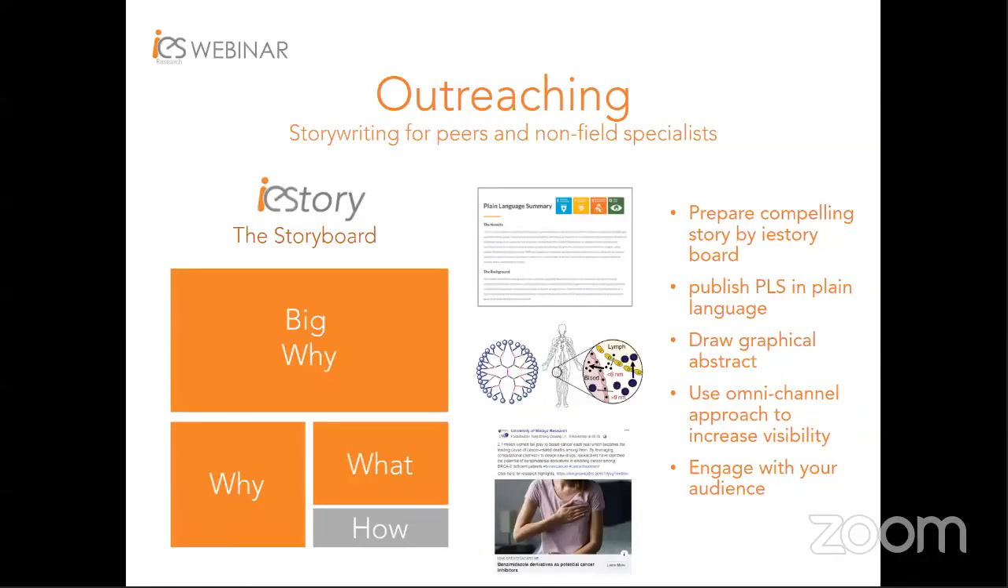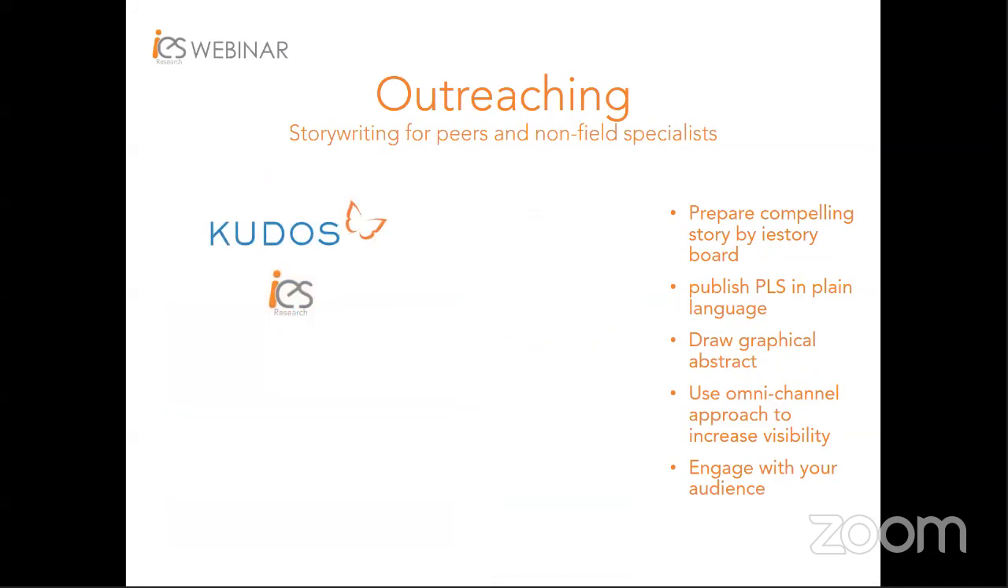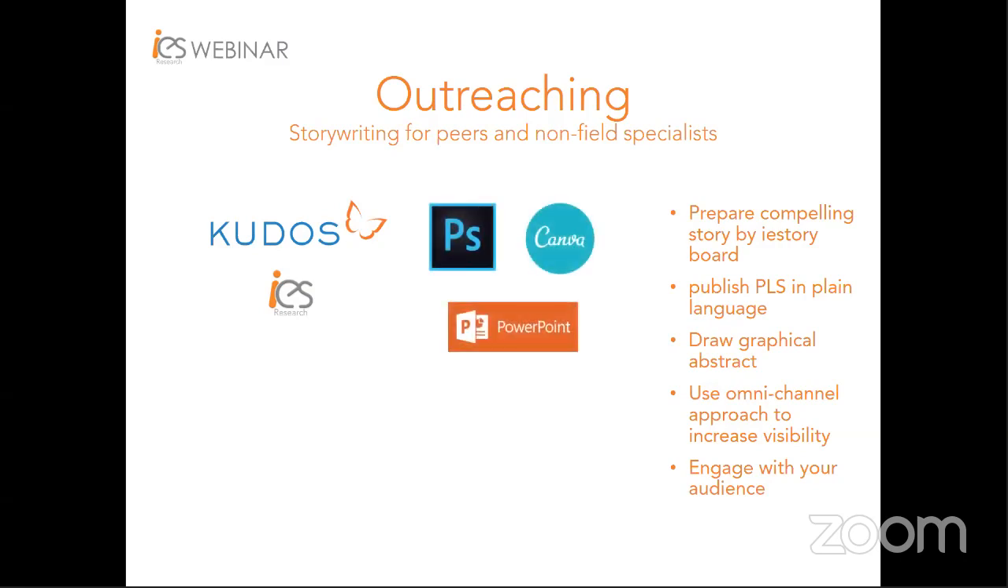You may follow the IES storyboard to organize the big why and what for your research paper to prepare your research story, which can be further transformed into a plain language summary, graphical abstract, or snippets for social media. To write and share PLS after publication, you may go to Kudos or consult with the IES team for PLS writing and publication. To draw a graphical abstract, tools that we recommended earlier include Photoshop, Canva.com, or you may simply use Microsoft PowerPoint to draw something very nicely.